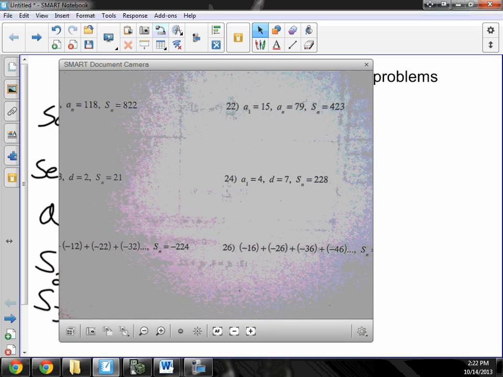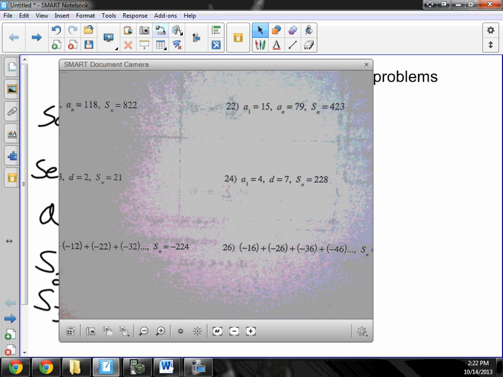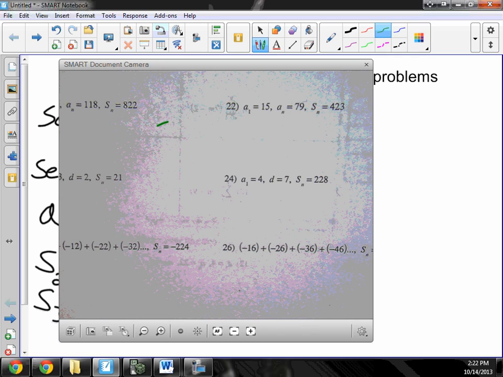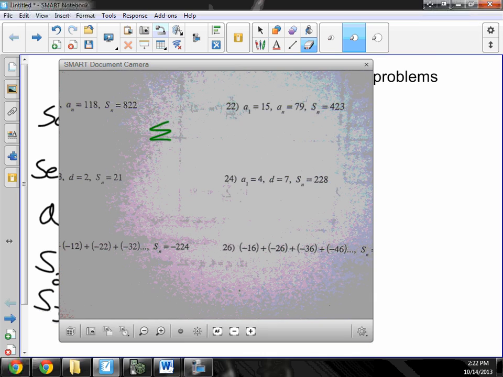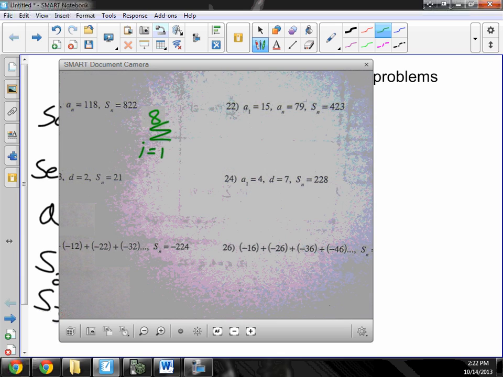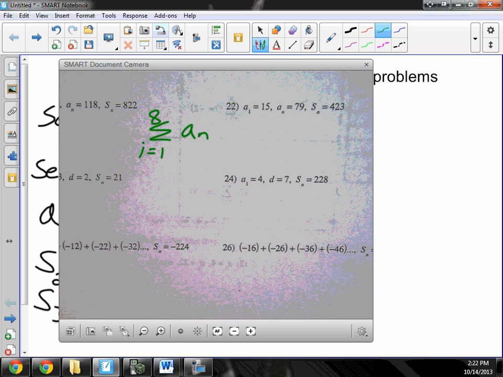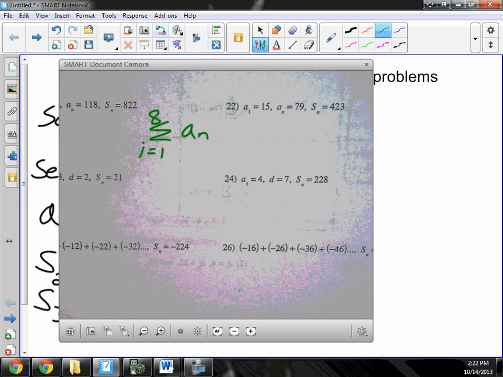And you have to remember the formula for the sum of a sequence. And the formula is the summation of a sub, well, not a sub 1. We usually say something like i equals 1 to 8 of a sub n. So what that means is I'm going to plug 1 into the equation. Then I'm going to plug in 2 and 3 and 4 all the way up to 8. And when I'm done, I add them all together.